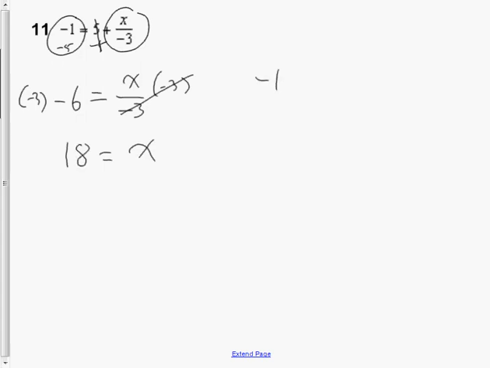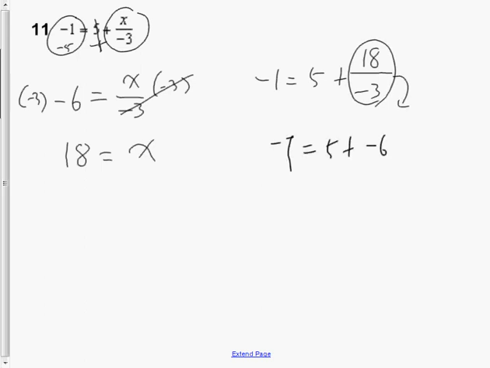If I substitute to check, positive 18 is where x is. So negative 1 equals 5 plus, that is going to be negative 6, and 5 plus negative 6 is negative 1, so my solution is correct.